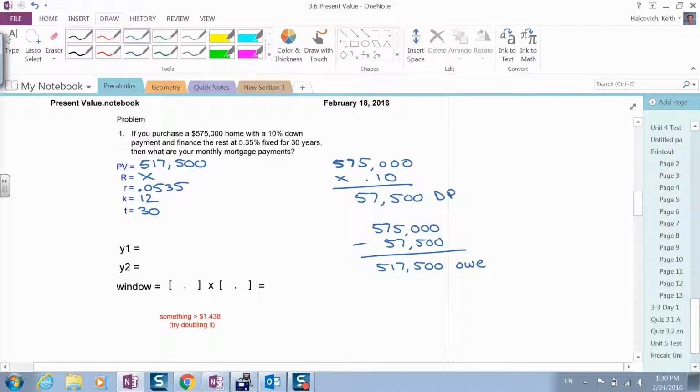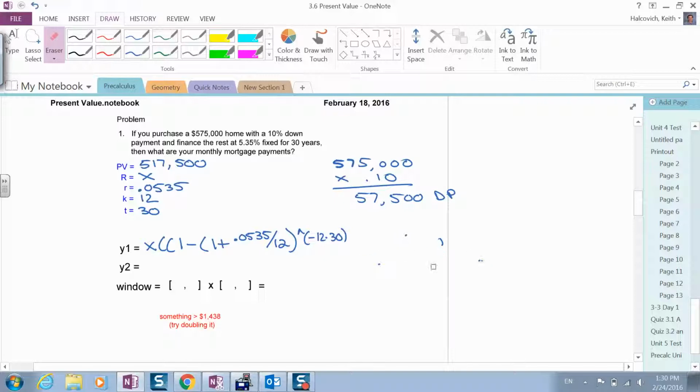So our Y sub 1 is going to be X, and then 2 parentheses, 1 minus parenthesis, 1 plus 0.0535 divided by 12, and then it's raised to the negative 12 times 30 power. Divided by, and then parenthesis, 0.0535 divided by 12, and then you need 2 parentheses. Your y sub 2 is your present value.